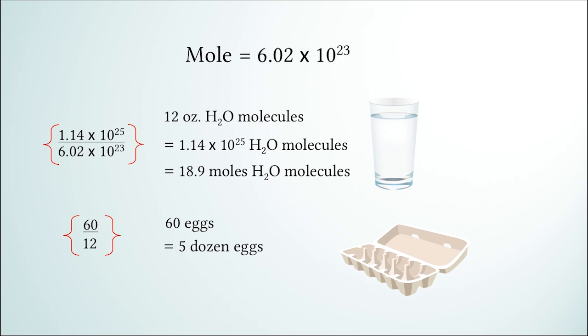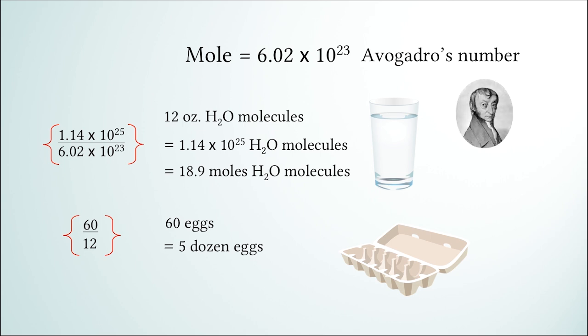Now this number, 6.02 times 10 to the 23rd, is a kind of weird number, isn't it? It isn't a nice round number. It's called Avogadro's number, after the Italian scientist Amedeo Avogadro, whose work led to its discovery. You see, Avogadro's number represents how many atoms are in a sample of an element when that sample has exactly the same mass in grams as the element's mass in atomic mass units.